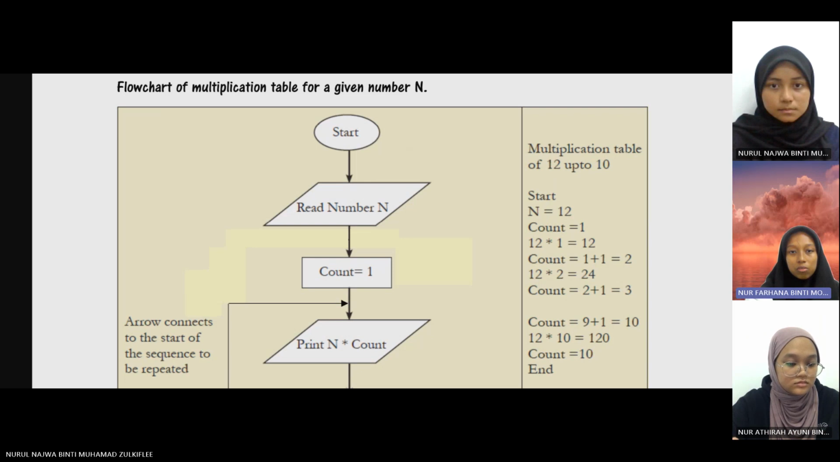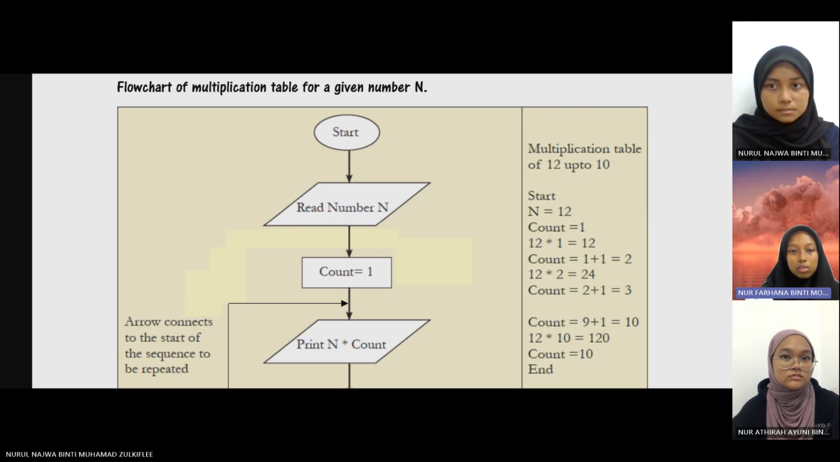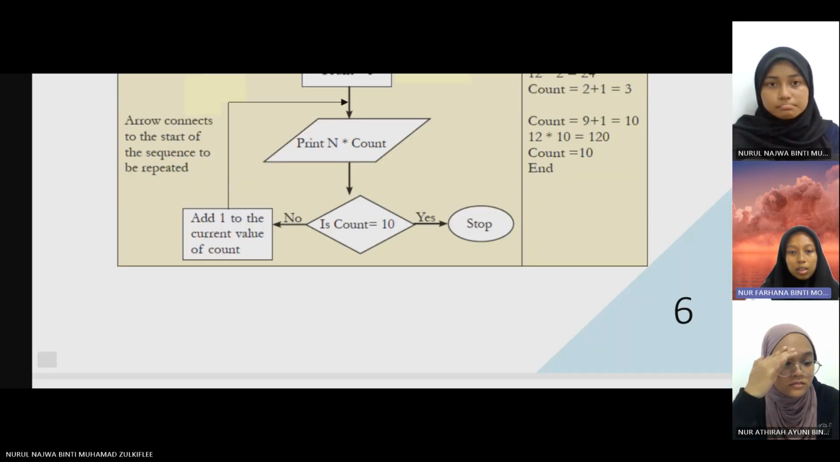The first one, we have to insert terminal and the input is start. And then we have the data, the input is read number n. And then we have process, the input is count equal to 1. And then we have the data, the input is print n multiply count. And then we have a decision, the input is count equal to 10. If the answer is no, then we have a process, the input is add 1 to the current value of count. If the answer is yes, then we have a terminal and the input is stop.